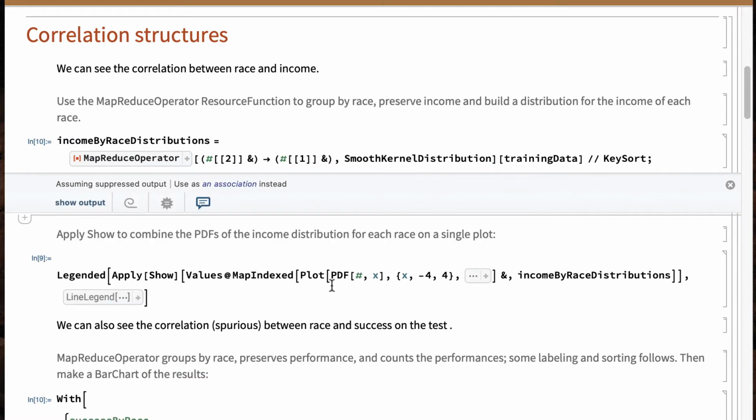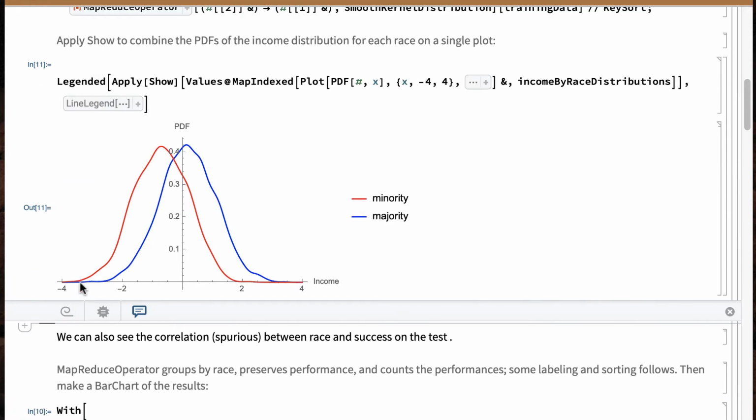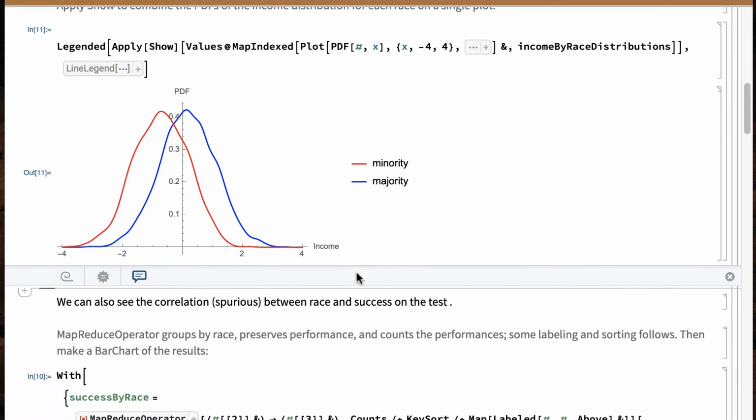All right, so we can actually see what the distribution of income looks like for our majority and minority groups. And what we can see is that for minorities, while there are plenty of them that have decent income, there aren't too many that have very, very high incomes. And similarly, for majority members, there's a lot of overlap, but when you get to the extremes, it looks like it's mostly minority.